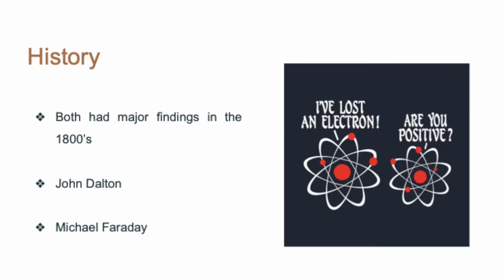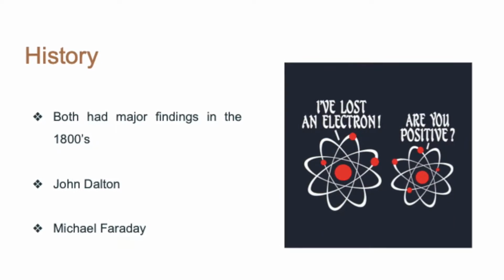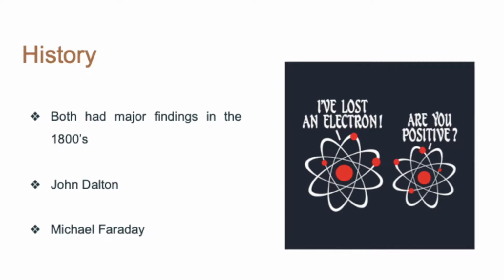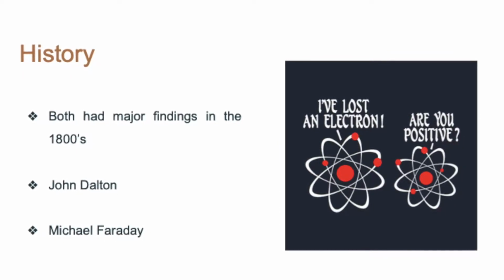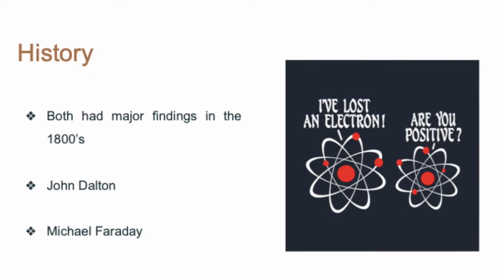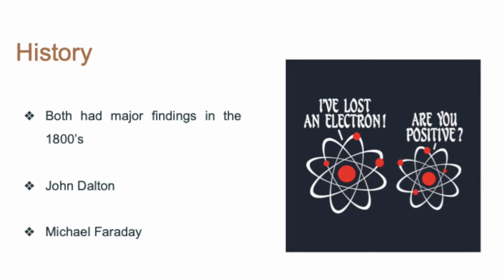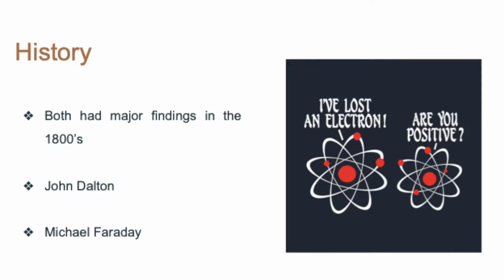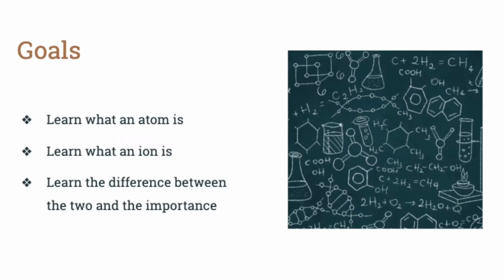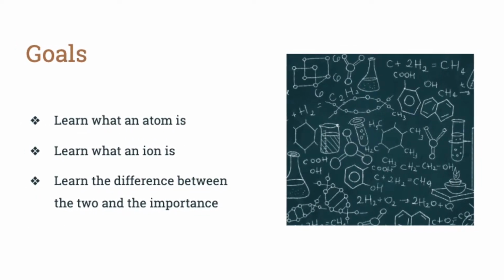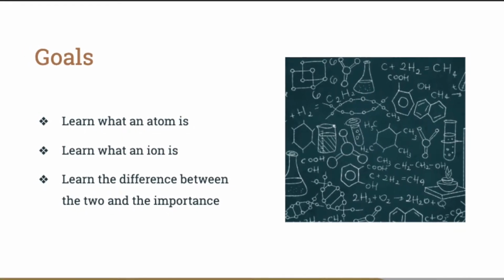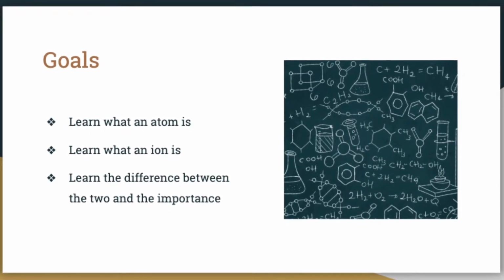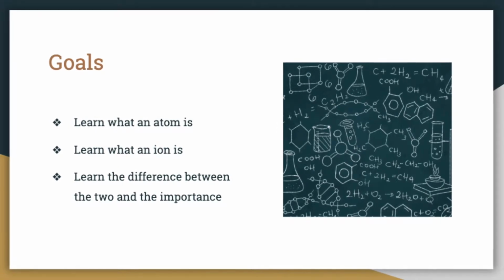For ions, they were not fully discovered until the 1800s as well by chemist Michael Faraday through his work with electricity. He deemed that ions were the chemical species passing through solutions and had different charges such as positive and negative. Through this video, I hope we can learn what an atom is, what an ion is, the difference between both of these elements, and what the importance is of these differences.